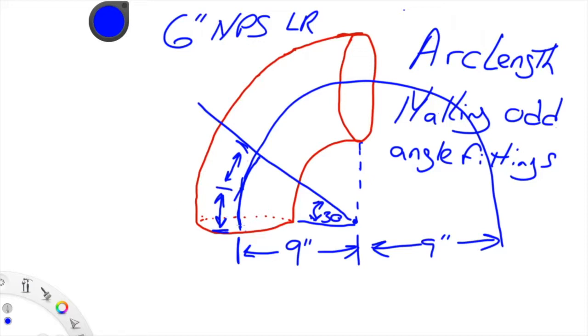If we wanted to move from the center line to the outside arc, we know we have to add half the OD, half the outside diameter of this pipe. If we're going from here to the inside, we have to subtract half the outside diameter to get the radius of that throat. That makes sense. So we're going to start with the inside arc length.